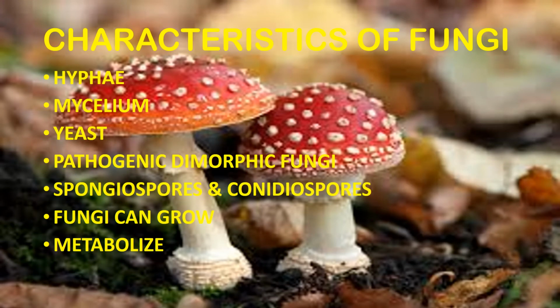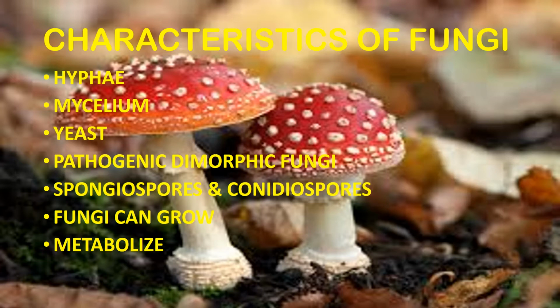Characteristics of fungi. A fungal thallus consists of filaments of cells called hyphae. A mass of hyphae is called a mycelium. Yeasts are unicellular fungi. To reproduce, fission yeasts divide symmetrically, whereas budding yeasts divide asymmetrically. Buds that do not separate from the parent cell form pseudohyphae. Pathogenic dimorphic fungi are yeast-like at 37 degrees Celsius and mold-like at 25 degrees Celsius.